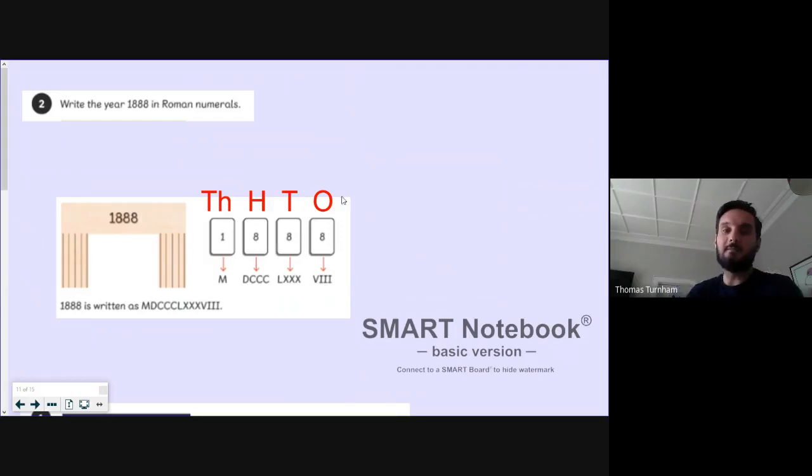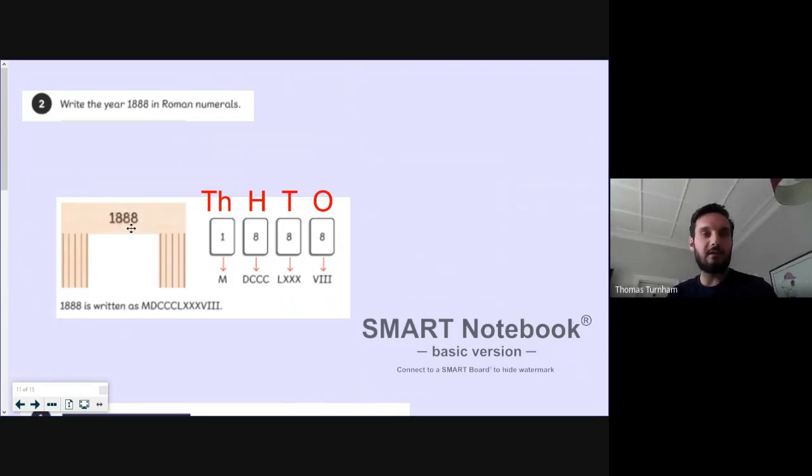This is a giant number to write when we look at it, because we have to separate each of our place values in 1,888 and work out the Roman numeral. 1,000's easy. 1,000 is M.